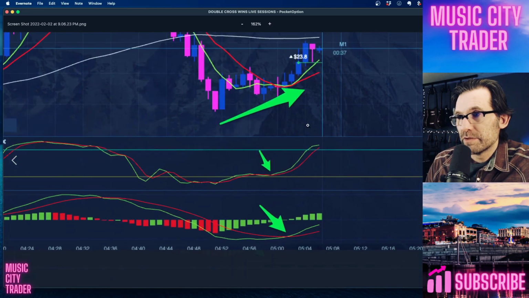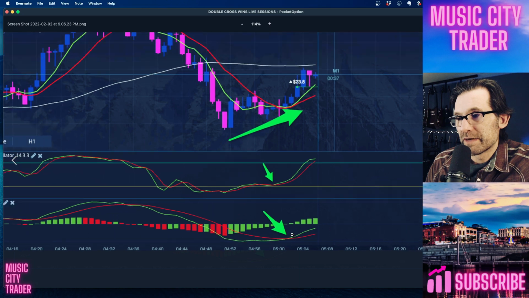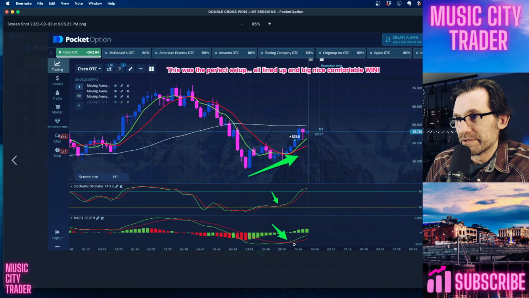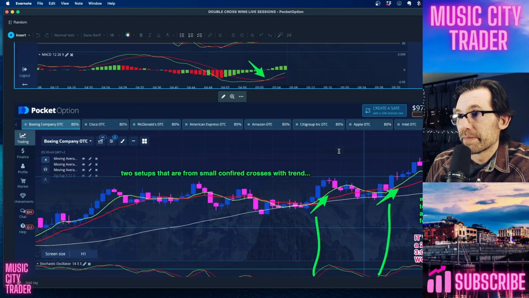Now, I will caution you on some things. If they're both coming out of oversold right here, this is a perfect entry. It's really the most perfect setup, and I put that on this sheet because they're coming out of oversold. They're moving up. You got some big green candles. You got some momentum, and it was a great win. So let me look at some other ones.